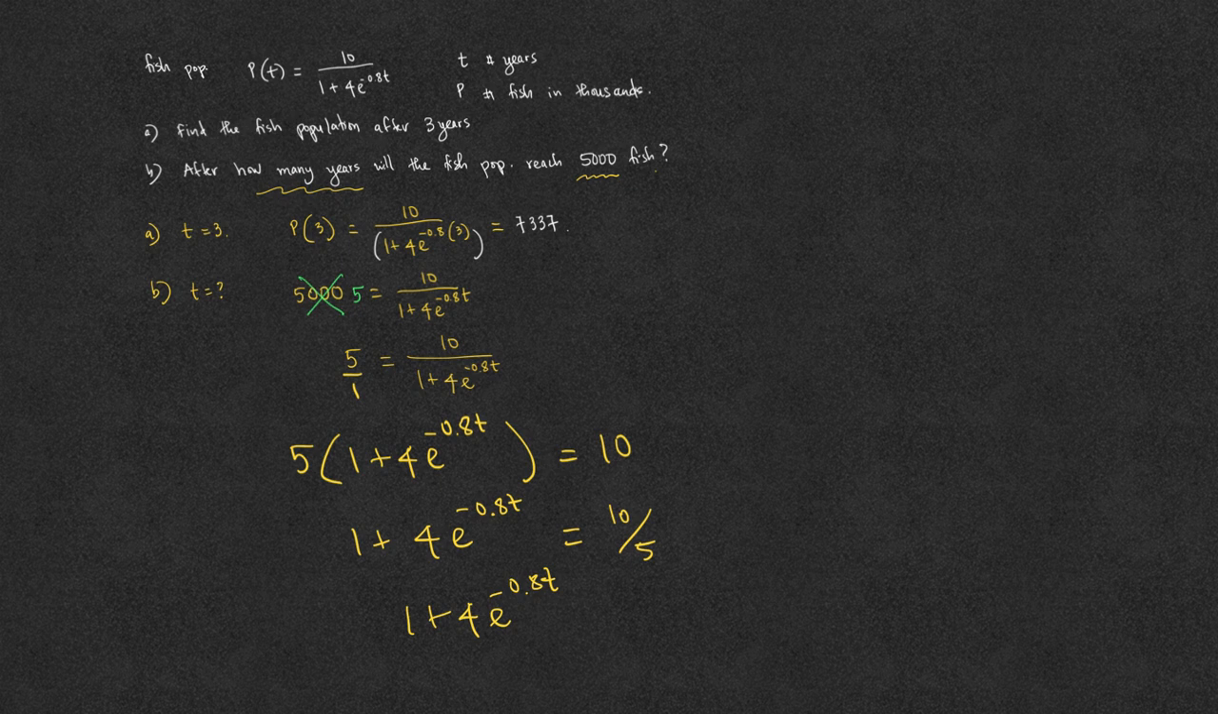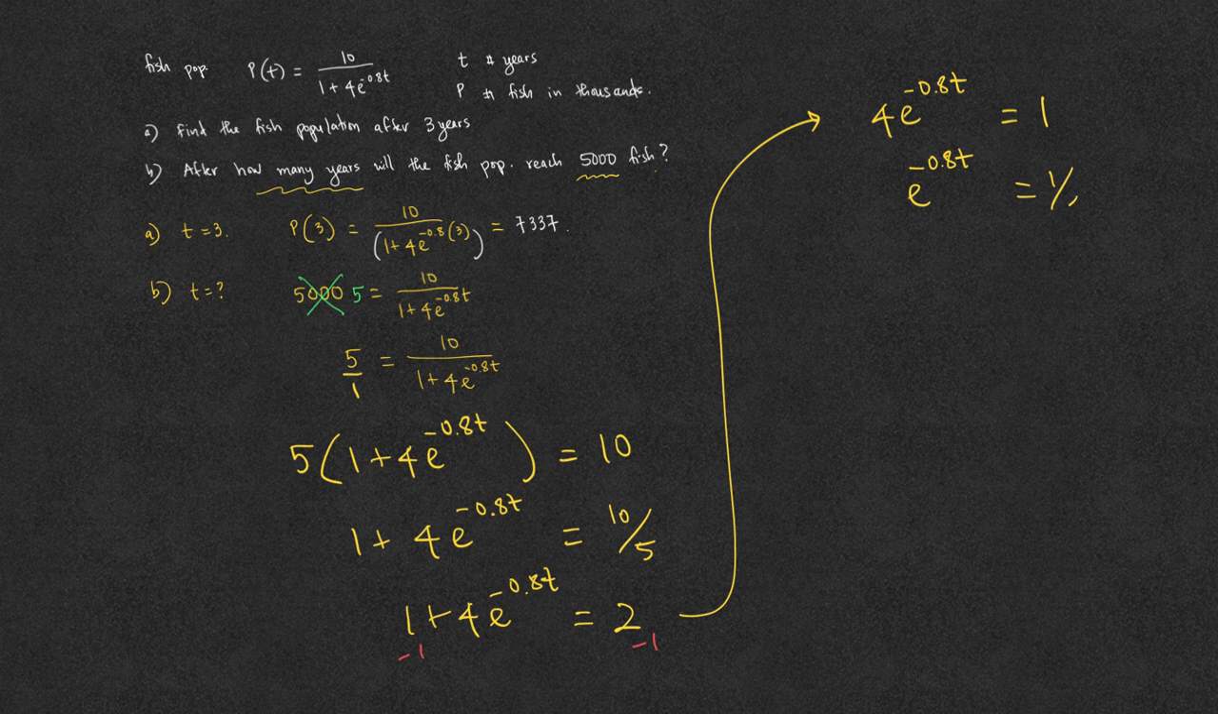And so the right hand side is 2, and the left hand side is 1 plus 4 times e to the negative 0.8t. To get to t, we need to isolate 4e to the negative 0.8t first by subtracting 1 from both sides of the equation. On the right hand side, 2 minus 1 is 1. To get to t, we need to get to negative 0.8t, and we still need to get to e, and so we would need to get rid of 4 first. e to the negative 0.8t equals 1 over 4.